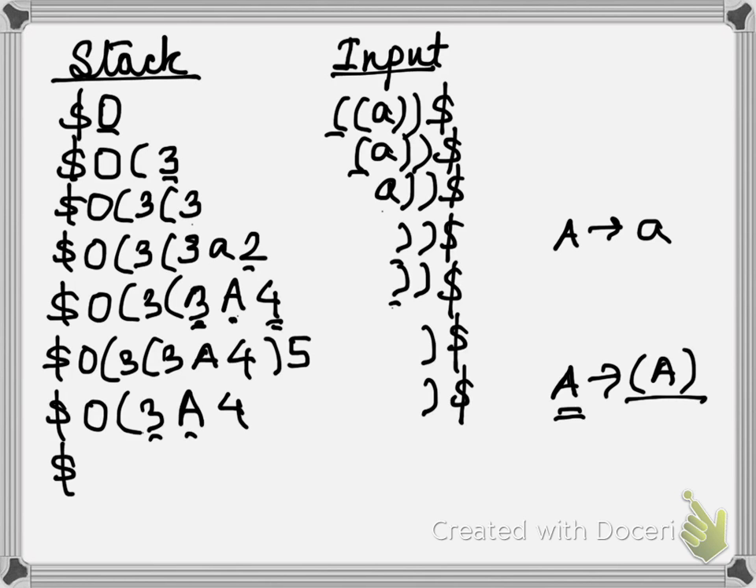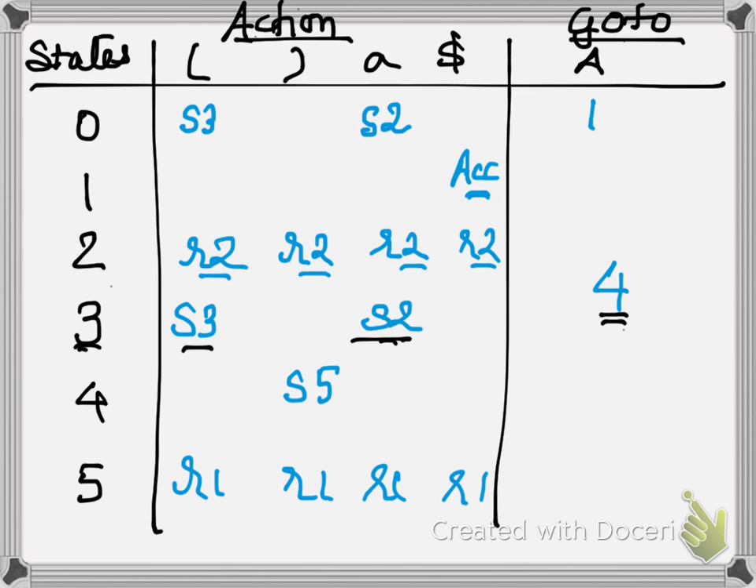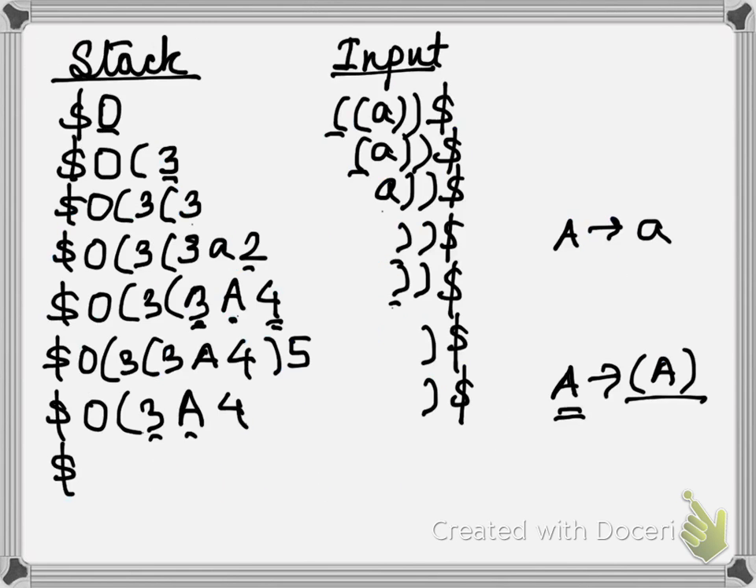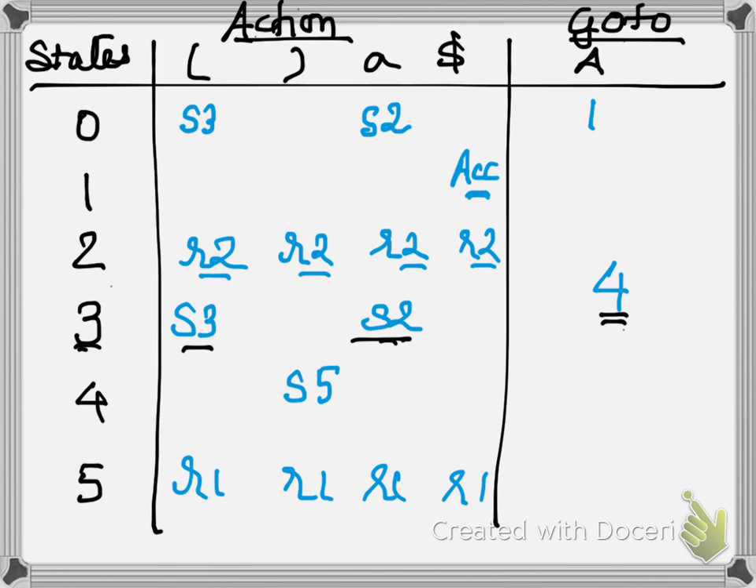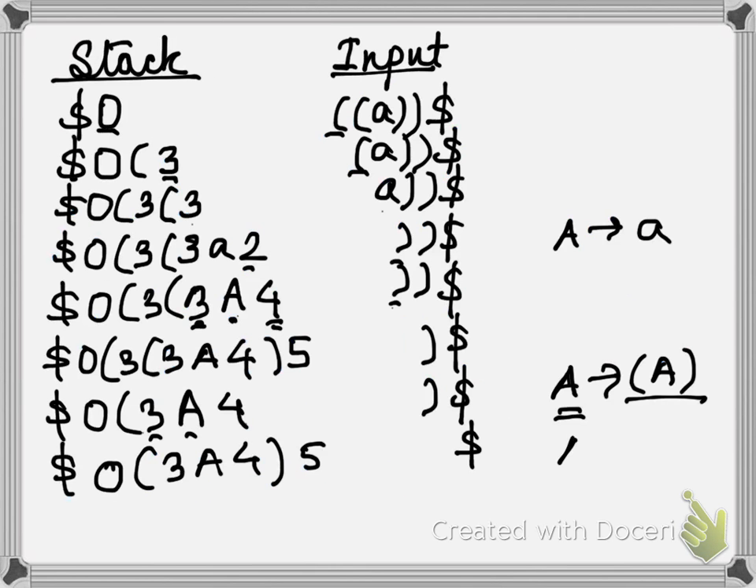Next, 4 on closing parenthesis is shift 5. Okay. Now 5 on dollar, what? Reduce 1. So again I have to reduce by production number 1. 3 elements means I have to pop out 6 elements from the top of the stack. So which ones? 1, 2, 3, 4, 5 and 6, and replace it by A.